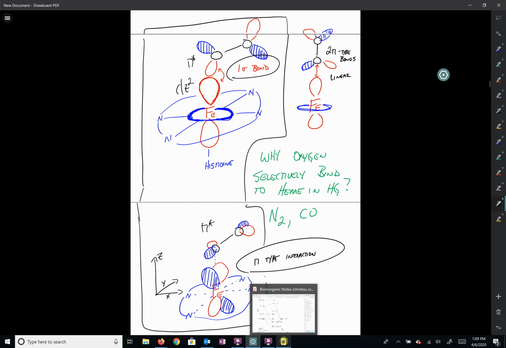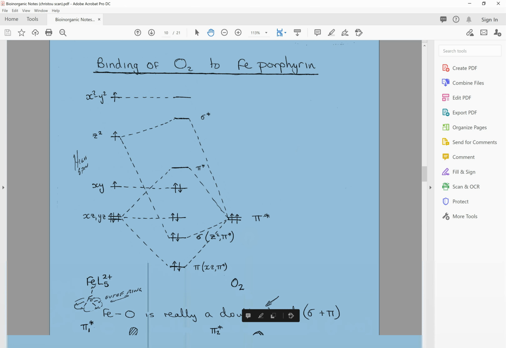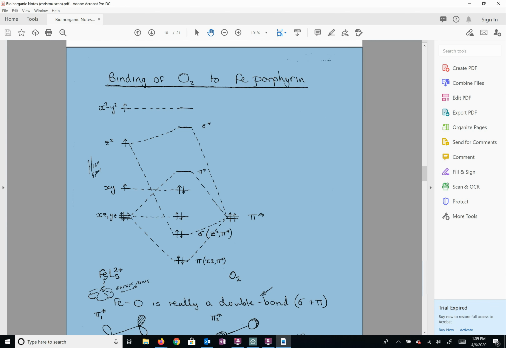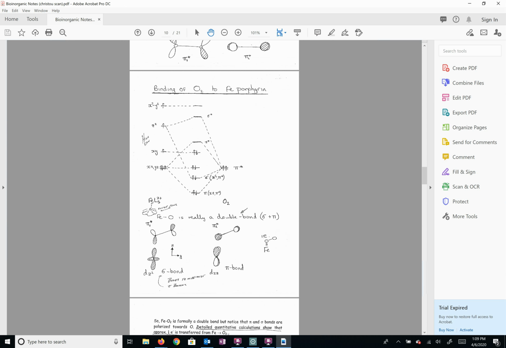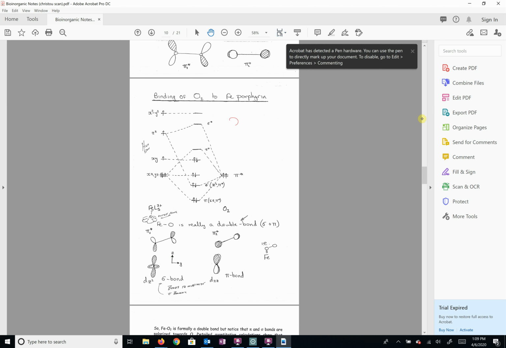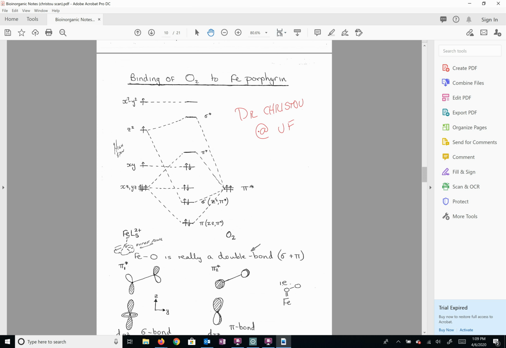Now, I'm going to switch over here for just a second. Okay, these are my notes from when I was taking this course. So this is all thanks to Dr. Christou at the University of Florida, okay? So I am not taking credit for any of this stuff. These are his notes. So please, if you find this helpful, you can drop him an email. And he's a very busy guy. I mean, don't spam him.